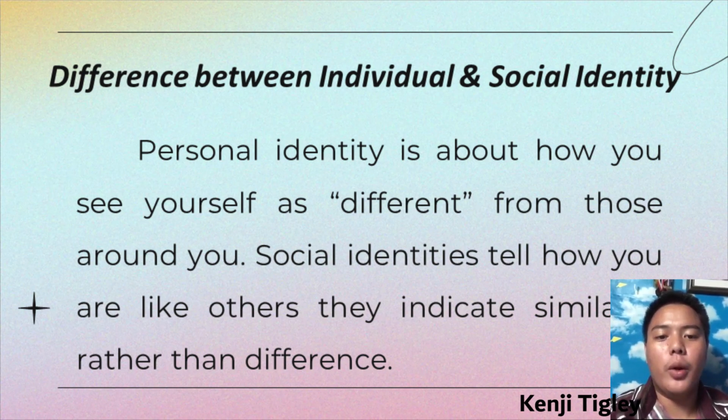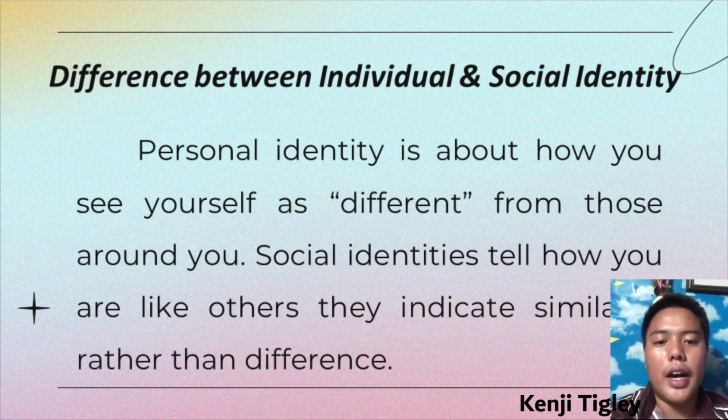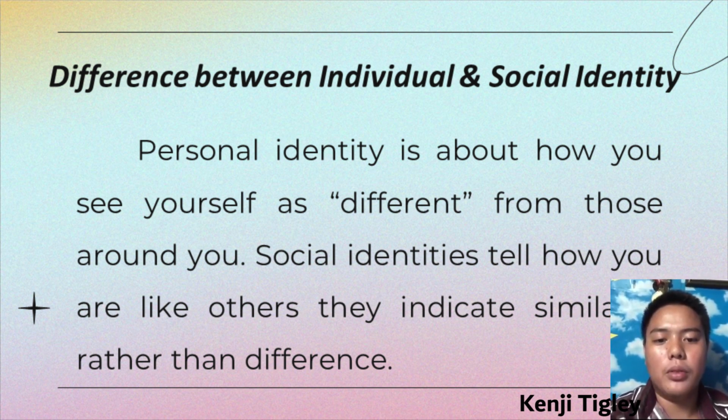Difference between individual and social identity. So, individual identity is about how you see yourself as different from those around you. And social identities tell how you are like others. They indicate similarity rather than difference. So, for individual identity, you will focus on the things that nobody else has, for example, your talents, hobbies, and experiences in life. And especially our personalities, you will differentiate them from other people.